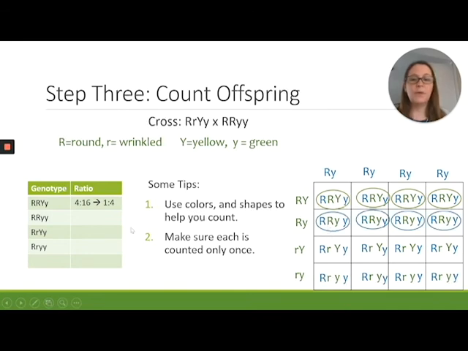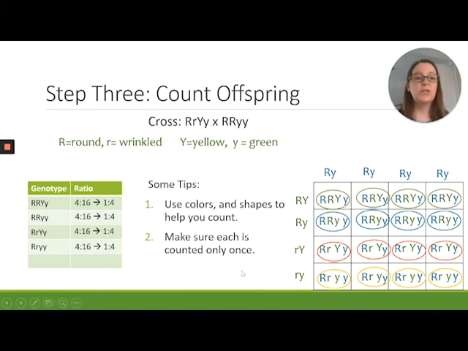And I've circled those blue, same ratio as the other one. Then I have a capital R and a lowercase y. So I put that one in my chart and then counted up all the ones that were like it. And there were 4 out of 16 again. The last one, big R, little r, and then homozygous recessive. There are 4 of those as well. So 1 to 4. And those are how you count the genotypes.